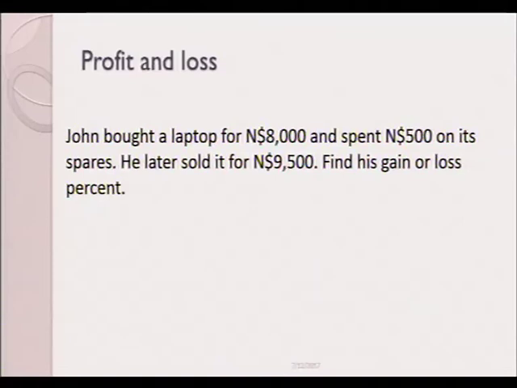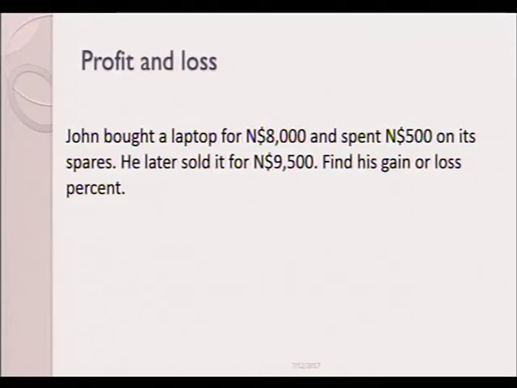So say, for example, John bought a laptop for 8,000 and spent 500 on its bag. In other words, he bought bags and so on for 500. The laptop was 8,000. He later sold it for 9,500. Find his gain or loss in percent. We don't know whether he lost or gained, but to find out, you need to add 8,000 plus the 500, which gives you 8,500. But he sold it for 9,500. So logically, you can say that he gained $1,000.